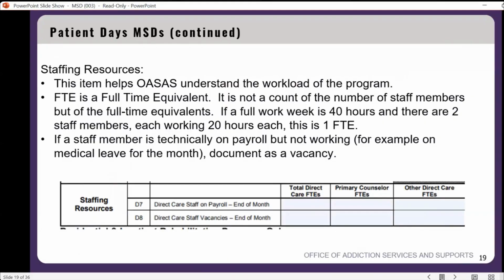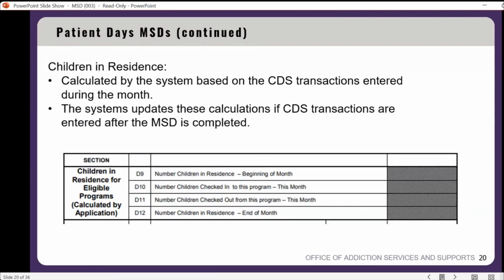Staffing resources. This item helps OASAS understand the workload of the program. FTE is a full-time equivalent. It is not a count of the number of staff members, but of the full-time equivalents. If a full work week is 40 hours and there are 2 staff members, each working 20 hours each, this is 1 FTE. If a staff member is technically on payroll but not working, for example, on medical leave for the month, this should be documented as a vacancy.